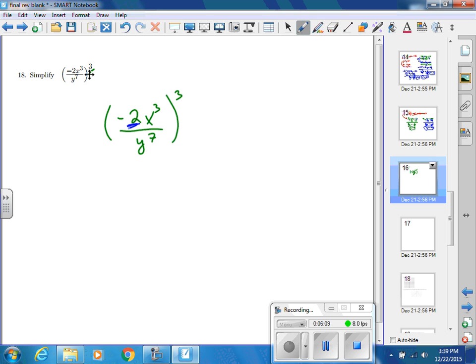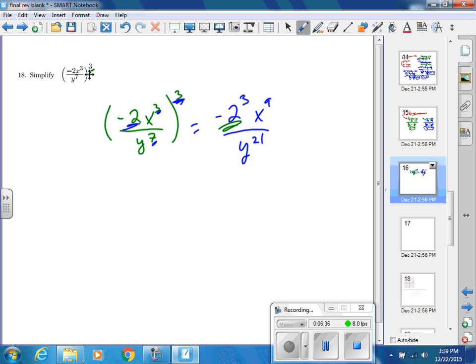Now this 2 and this 3, I'm just going to take this as negative 2x to the third power. I'm not going to multiply anything. So it's going to become negative 2 to the third power. Now this 3 and this 3 are going to get multiplied together because I'm raising it to a power. So 3 times 3 is 9, so I get x to the 9. On the bottom, the 7 and this 3 are going to multiply together. I get y to the 21.